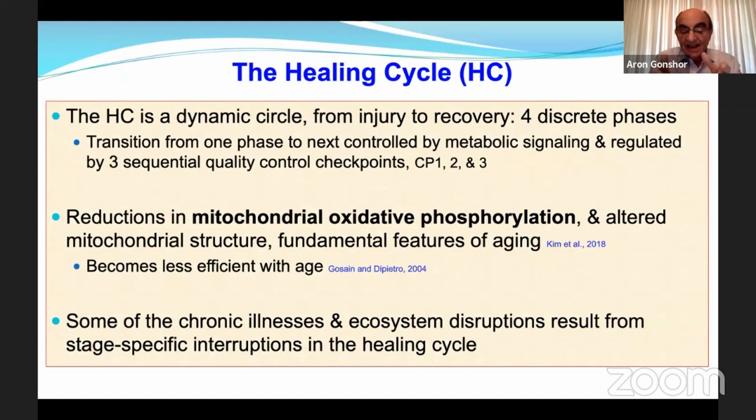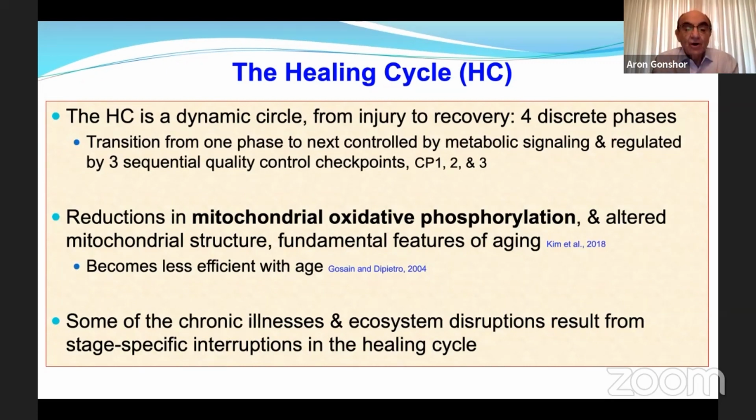And so in order to understand this, you set the stage by looking at the healing cycle itself. And the healing cycle, as Naviaux looks at it, is a dynamic circle, which goes from injury right around through a series of steps back to recovery. And he looks at 4 discrete phases, which we'll go over in a few minutes. And you transition from one of these phases to the next. And it's controlled by various types of metabolic signals. And it is regulated by various checkpoints. You get to a certain healing checkpoint and something kicks in, which we're going to go over.